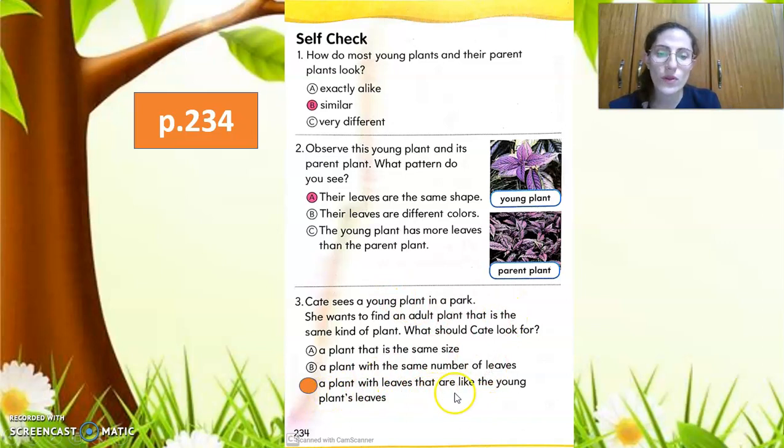C, a plant with leaves that are like the younger plant's leaves. This is correct. Why? Because we said that the younger plant and the parent plant share the same shape of leaves but different sizes. Clear? So far so good? We said that the younger plant has smaller leaves. As it grows up, it will have bigger leaves like its parent, but they both share the same shape of leaves with different sizes.